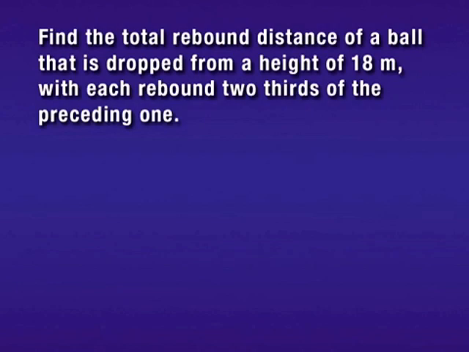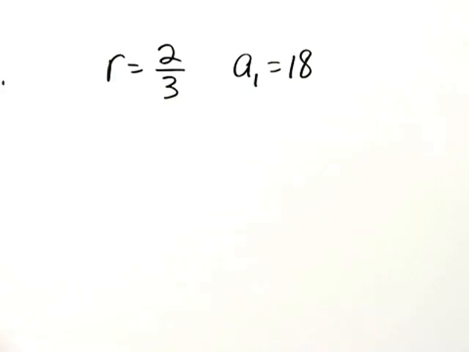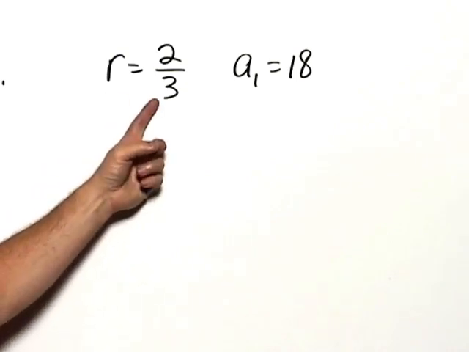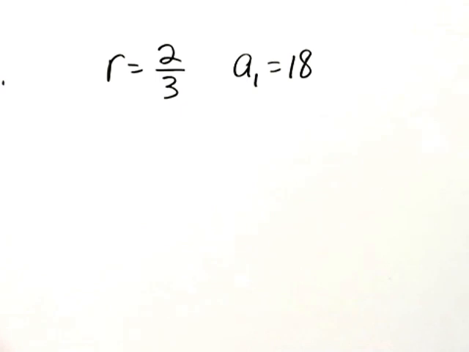Find the total rebound distance of a ball that is dropped from a height of 18 meters, with each rebound 2/3 of the preceding one. So on the board I've written down that R is 2/3 and that A sub 1 is 18, because we have a geometric sequence here in which each time the ball bounces 2/3 of the previous height. And what we're interested in is knowing the total distance that this ball rebounds.